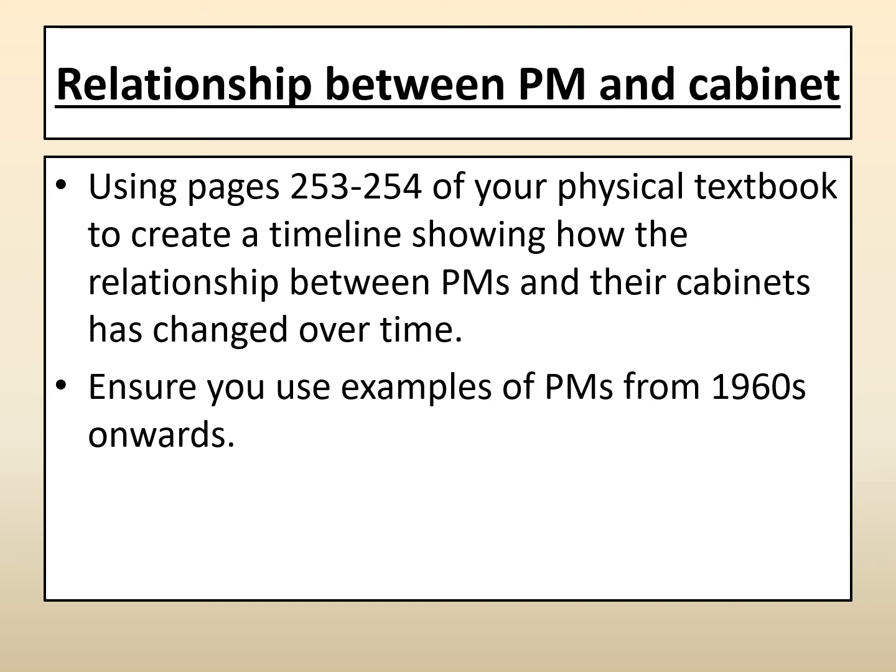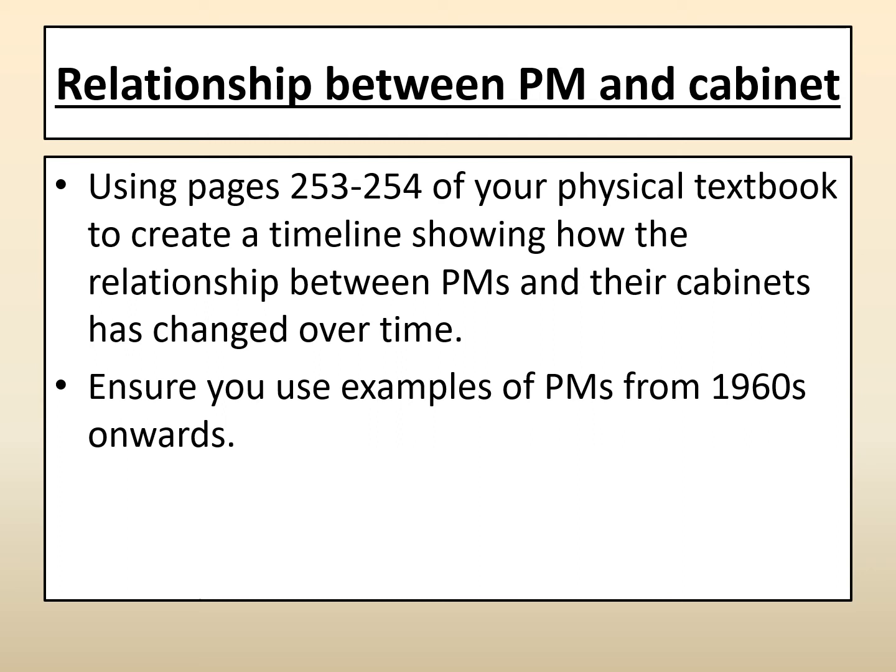Now you might already know something about this, because in the previous lesson I asked you to watch that clip called Cabinet Confidential, and that gave you some clues about Tony Blair and his cabinet, and John Major and his cabinet, and also Margaret Thatcher and her cabinet. So you might know some of the information already, but I want you to create a timeline from around the 1960s onwards, and just have the name of the Prime Minister and when they were in power, and then what their relationship was like with their cabinet.